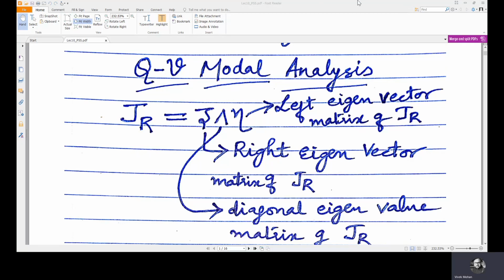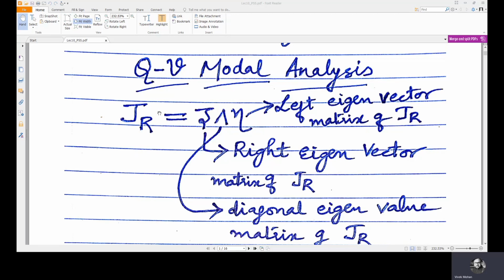Okay, friends, we'll see what is QV modal analysis in this lecture. In QV modal analysis, I have already mentioned in the last lecture that instead of taking the n by n matrix A and decomposing it into modal components, here we use the reduced Jacobian, because we are interested in the eigenvalues and eigenvectors of the reduced Jacobian. From the QV sensitivity analysis lecture, you can see that.